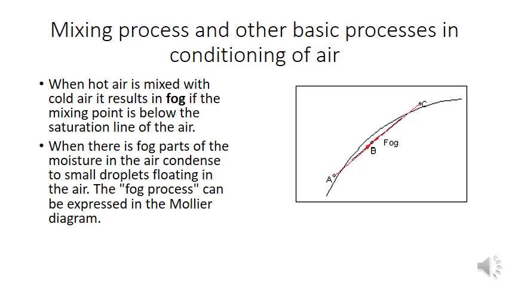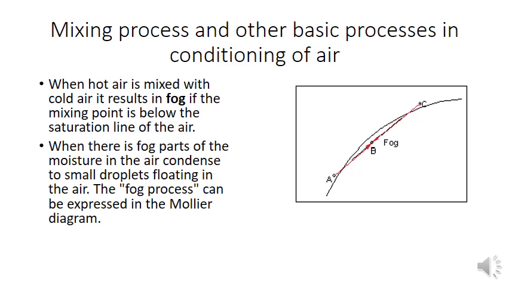So this is another process. Basically this is the saturation curve, and it is a representation of the mixing process. When hot air is mixed with cold air, it results in fog, and the condition for the formation of fog is that the mixing point is below the saturation line of the air. When there is fog, part of the moisture in the air condenses into small droplets floating in the air. The process can be explained in the Mollier diagram.